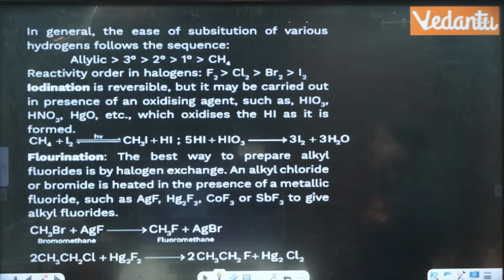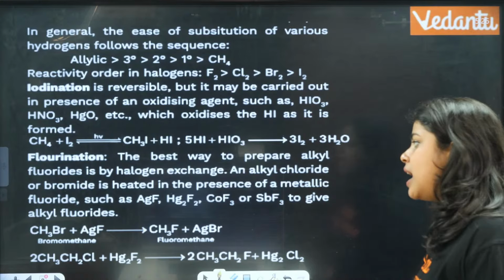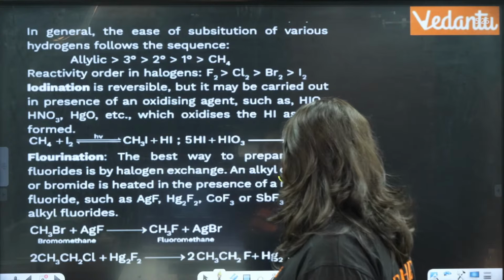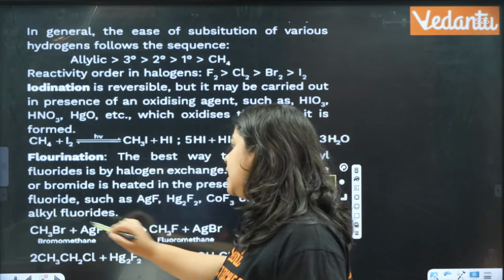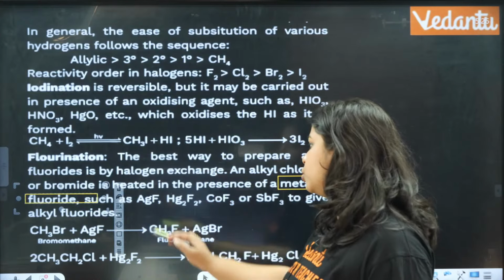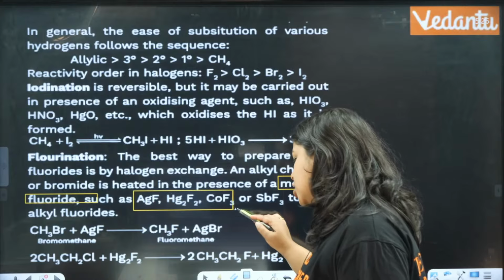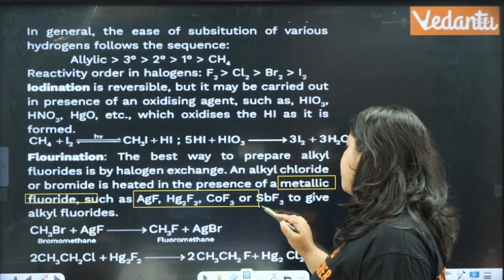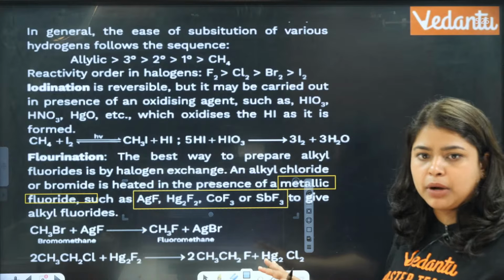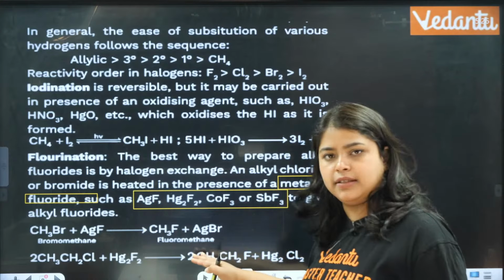In fluorination, CH3Br plus AgF will form CH3F plus AgBr. Here they have actually added Br. You can use any metallic fluoride. For example, you can take AgF, Hg2F2, CoF or SbF3. You can add these things in these reactions.